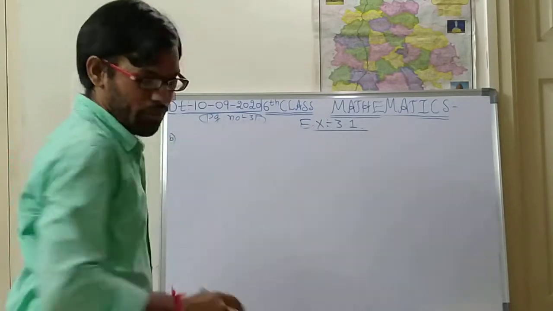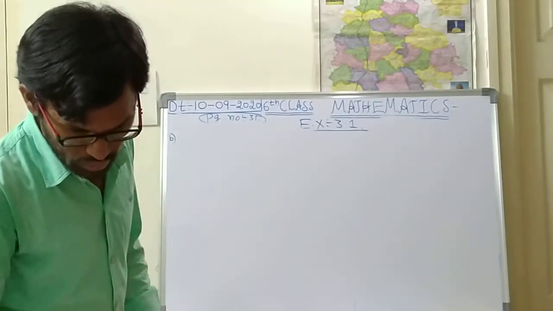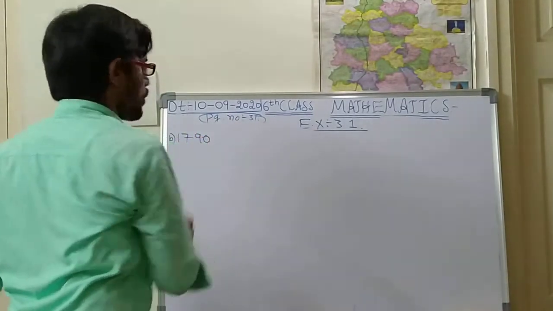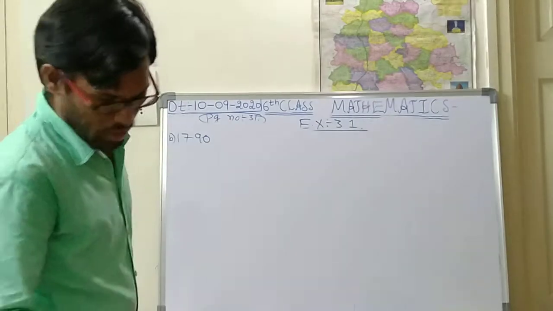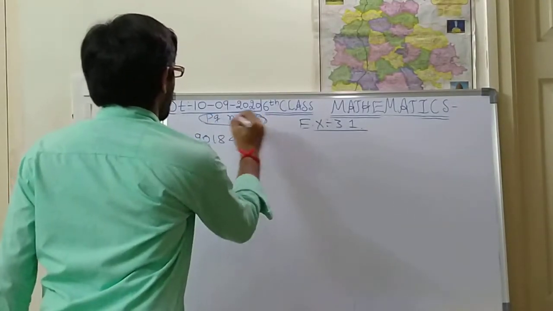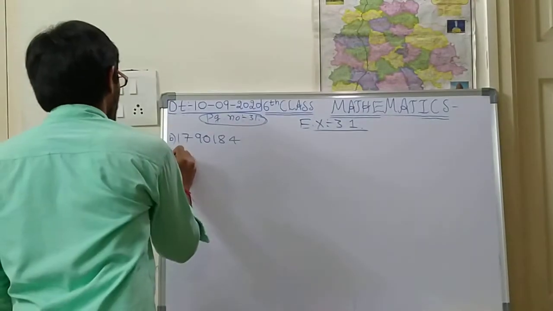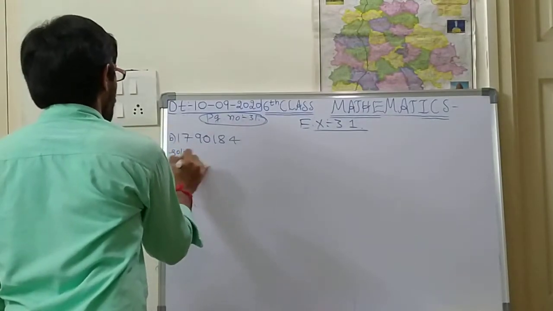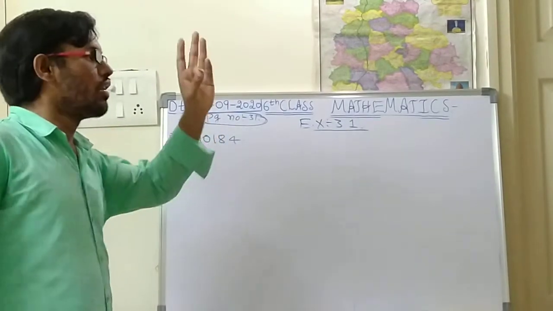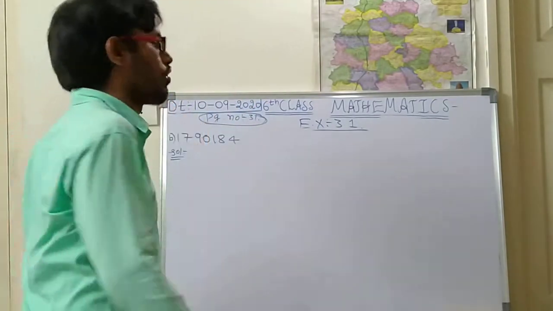Next, B problem. In this, one more problem I am saying: 1790184. In your textbook, this is the fourth problem, children. Now I am doing it as a second problem. Okay, B problem. Here, for this also, you have to check the divisibility rule of 2, the divisibility rule of 3, and the divisibility rule of 6.